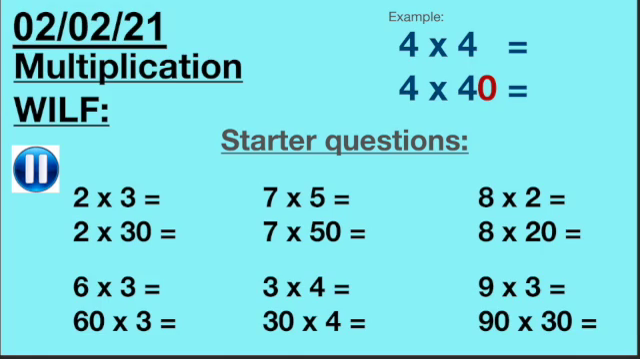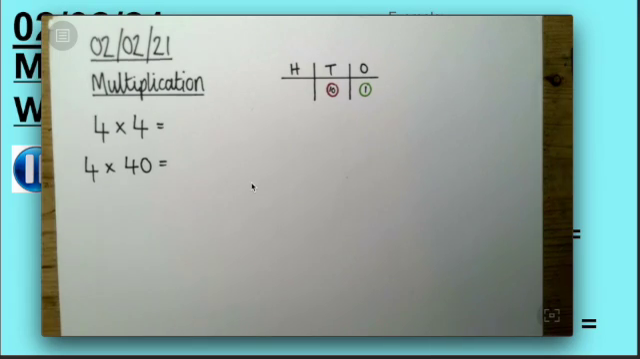So, pause now, get your date and title written in, and then I'll go through how to do the starter questions. Okay, let me show you with the example on there. Where is it? There it is, on my visualizer. So 4 times 4.